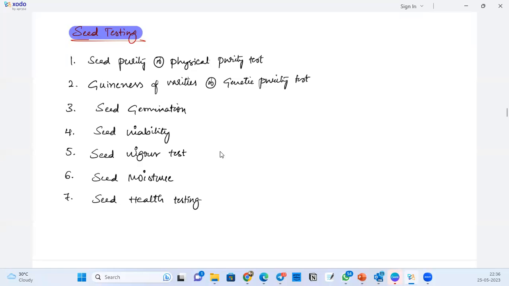Now we have the handful of samples which are ready for testing. So what are the different tests that are employed? The tests include physical purity, GOT, like genuineness of varieties or genetic purity test, where we use GOT specifically for that. And we have germination, seed viability, vigor, moisture, and seed health testing. These are the different parameters for which testing is done in the seed testing laboratory.